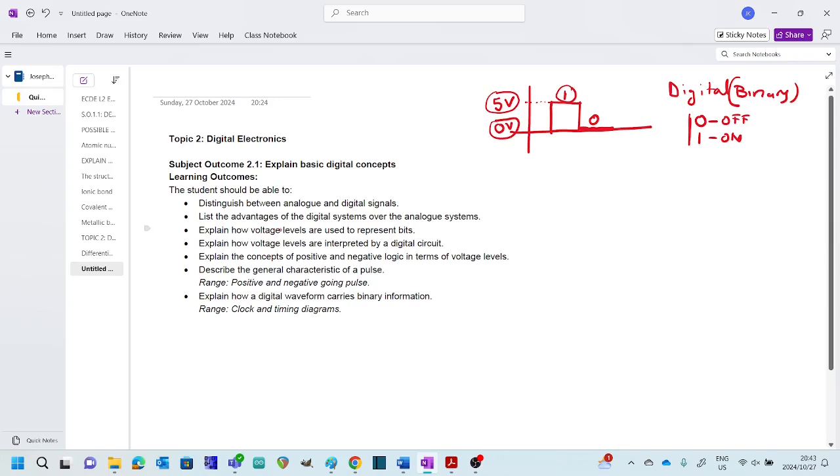So at this point, we should be able to explain the concept of positive and negative logic in terms of voltage level. So let's talk about positive. Let me first describe positive and negative. Positive logic versus negative logic.